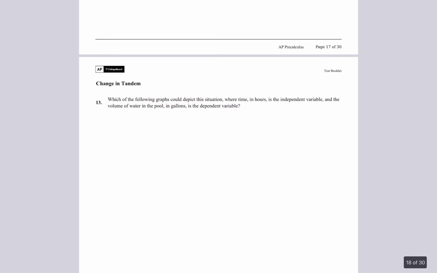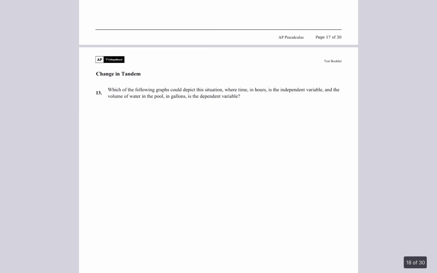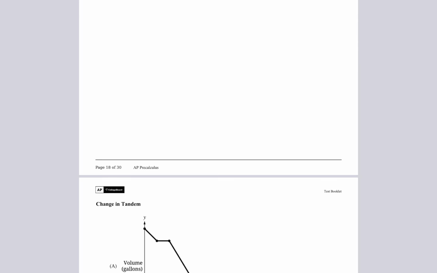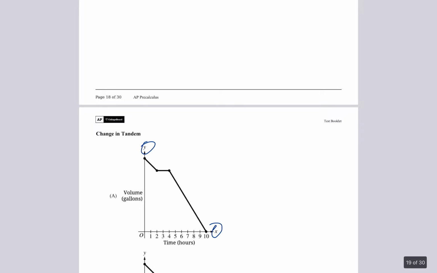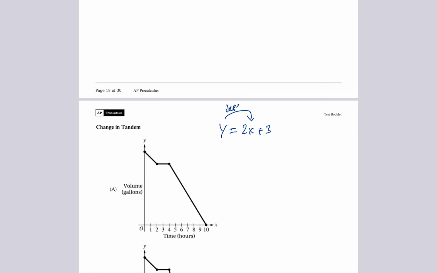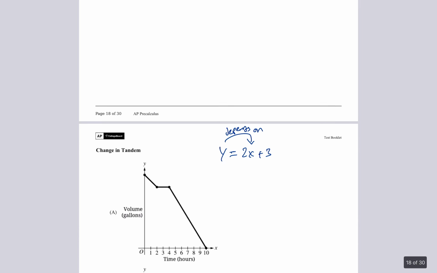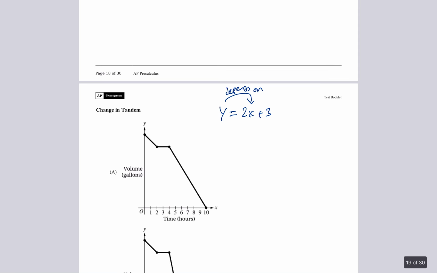Which of the following graphs could depict the situation where time in hours is the independent variable and the volume of water in the pool in gallons is the dependent variable? Okay, dependent means y, independent means x, right? Always remember that, let's say y equals 2x plus 3. Y is dependent because it depends on x. Y depends on x. So y is the dependent variable and x is the independent variable.